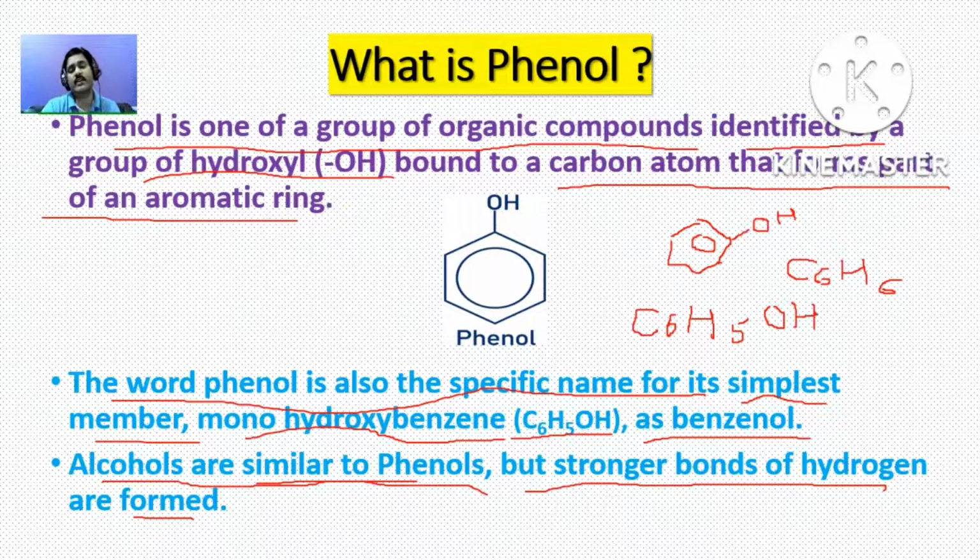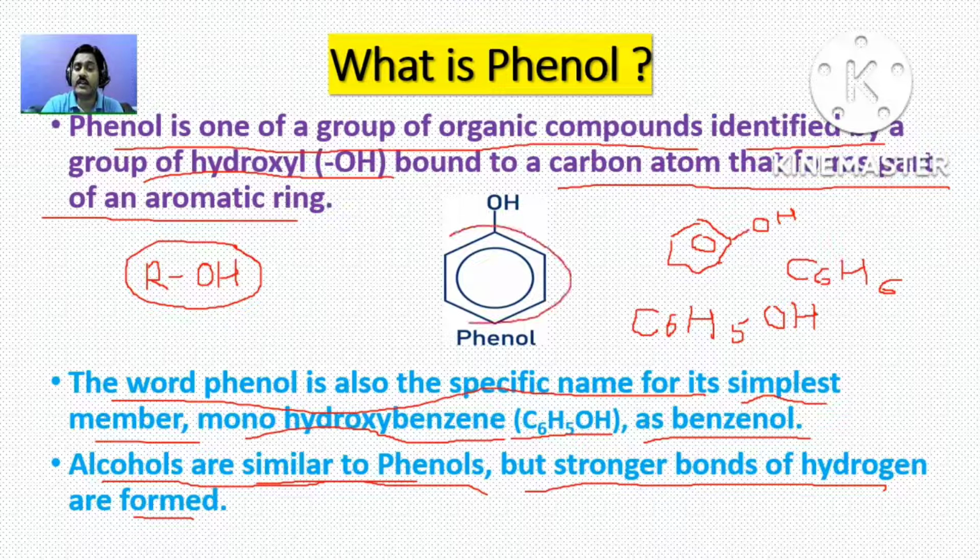What is the difference between alcohols and phenols? In alcohols, an alkyl group is combined with an OH group, or we can say OH is combined with an alkyl group. But in phenols, the aromatic ring is combined with the OH group. That is the main difference. We can say these are almost similar, but stronger hydrogen bonds are formed in phenols. That is the point you have to remember.